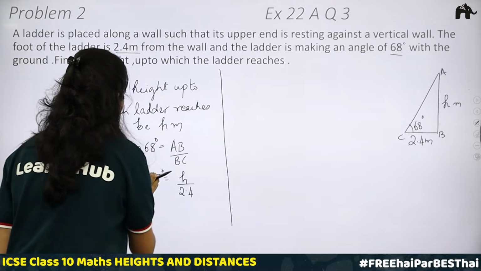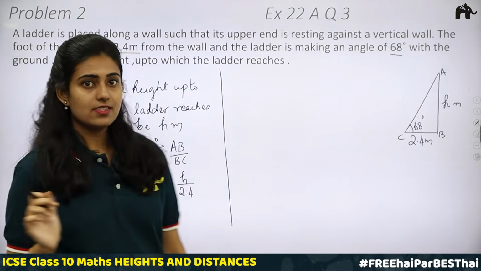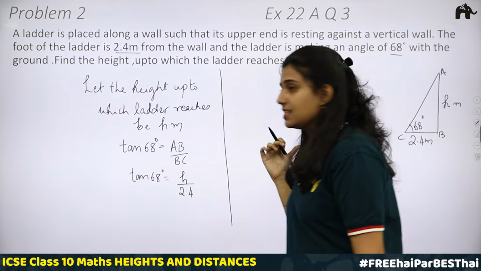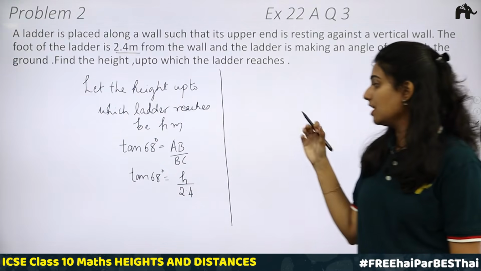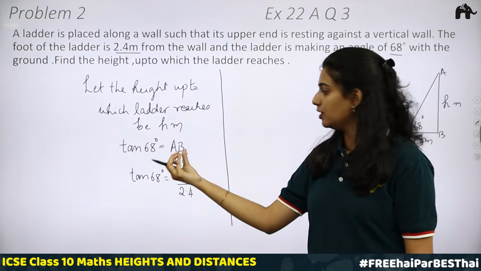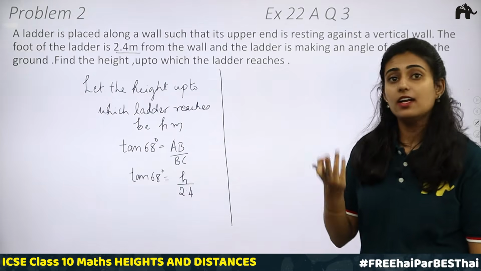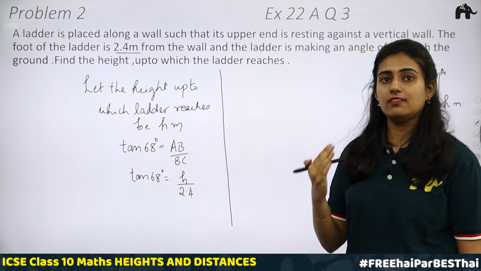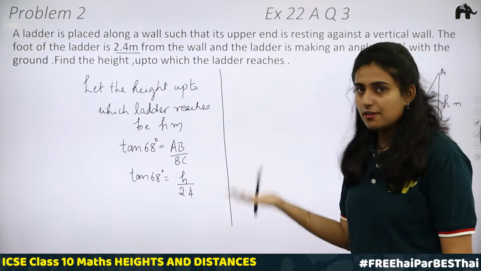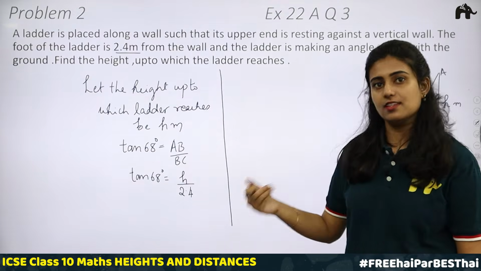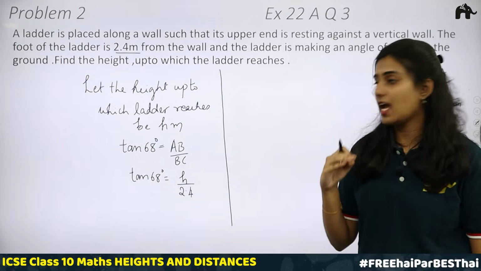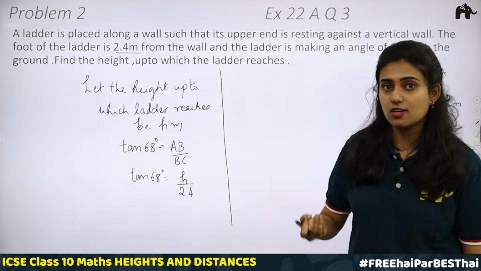Now, how to find tan 68 degree? We have studied while taking the chapter trigonometry how to measure these types of angles. We know the values of tan 0, tan 30, tan 45, tan 60 and tan 90. Apart from that, when you get other angles, how to find? We will be using the natural sine, natural cos, natural tangent.